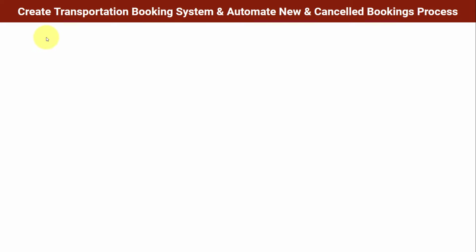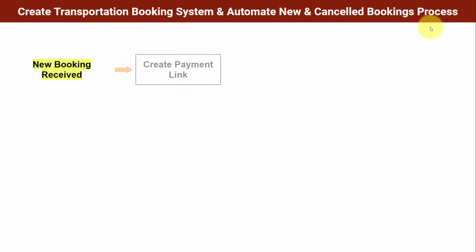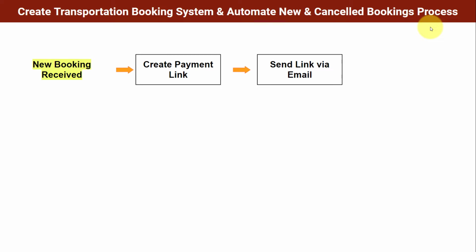In this video, I'll show you how to create a transportation booking system and automate the new as well as the cancelled booking process. So assume that I have created a taxi booking form via which I have just received a booking. Now after which I would like to create a payment link for my customer, and I also want to send the same payment link to the customer so that he can make a payment in order to complete that booking. And at the same time, I am also going to collect all the booking details into the spreadsheet. Now this is going to be the first scenario of our automation.